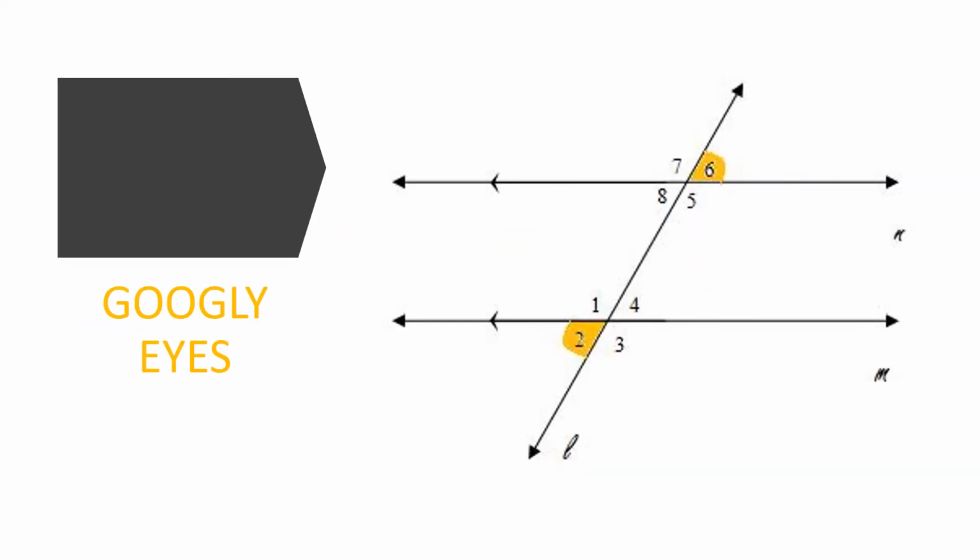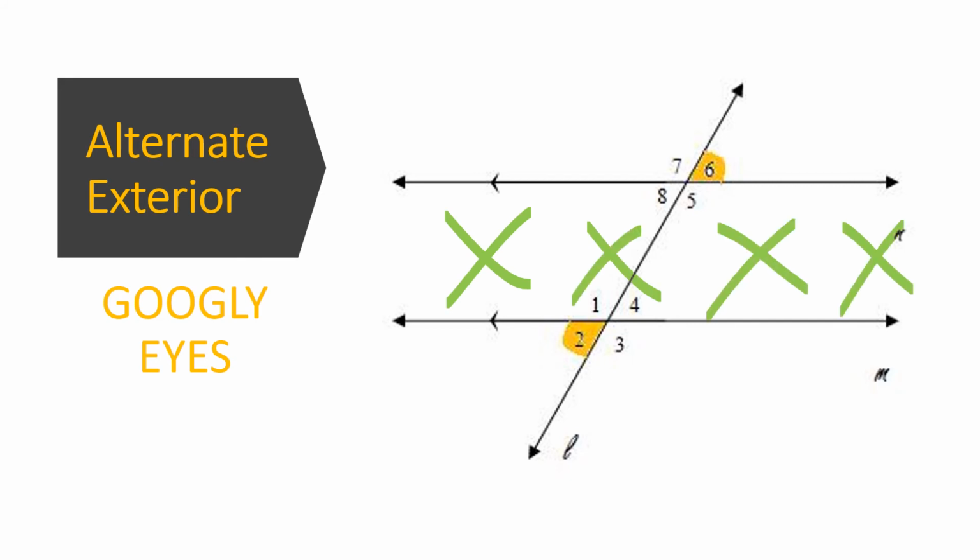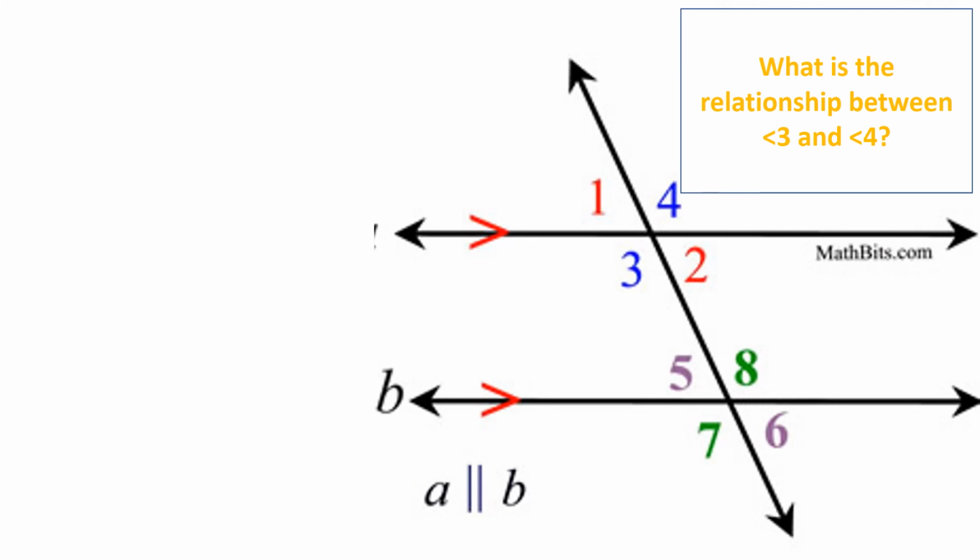All right, we got some googly eyes. Same side? Inside? Opposite sides? Outside? What is it? What's going on here? Alternate exterior. They're not on the inside. All right, just a few more. What's the relationship between angle 3 and angle 4?